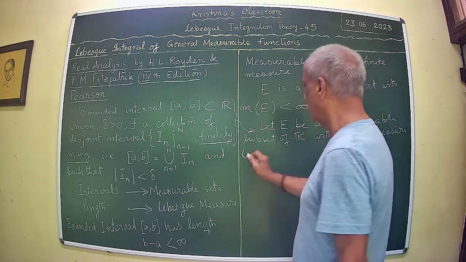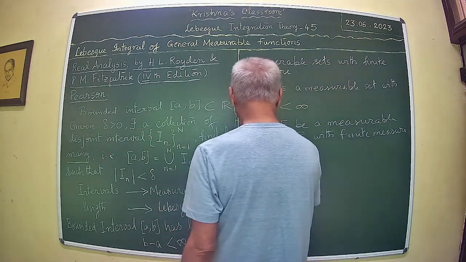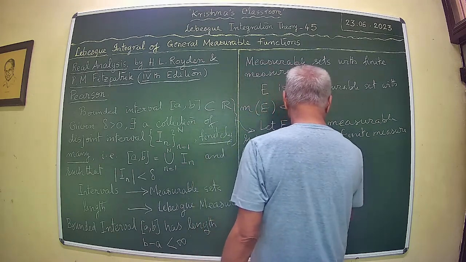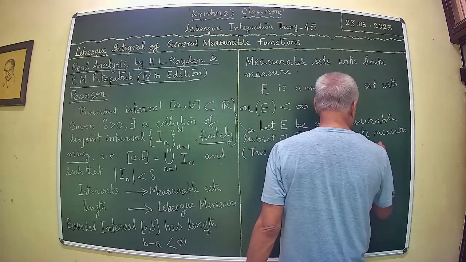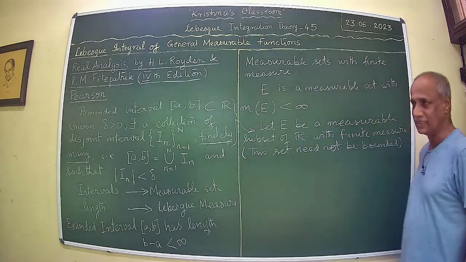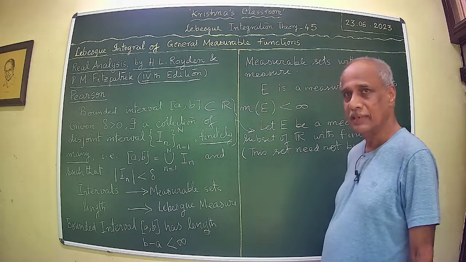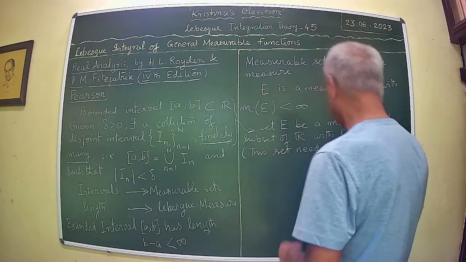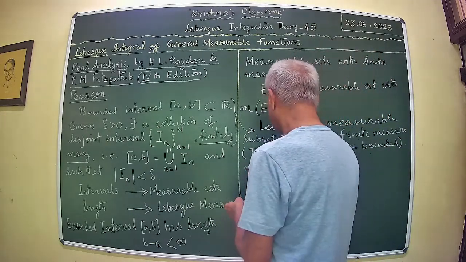Now, just remember that this set need not be bounded. For instance, if you take all the rationals, it's unbounded, but it has finite measure. So that's an example for that. So we have measure of E finite.